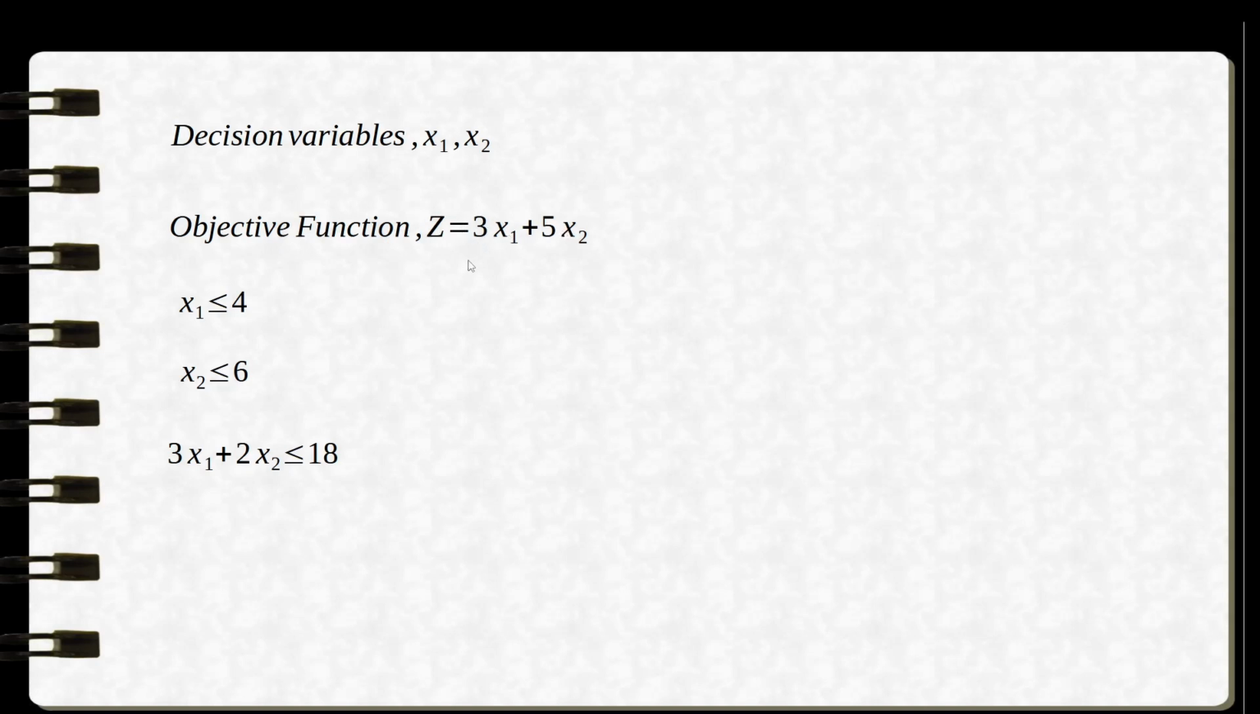Well, 3 stands for 3,000 rupees multiplied by the number of batches of aluminum frame windows that you produce, plus 5 stands for 5,000 rupees multiplied by the number of batches of wooden frame windows that you can produce. Obviously, the constraints are that you cannot produce more than 4 batches of aluminum frame windows.